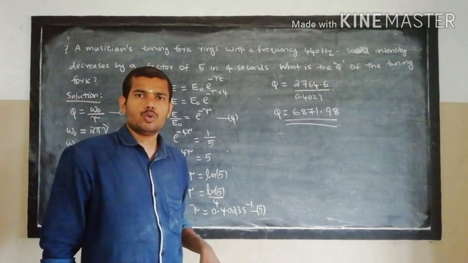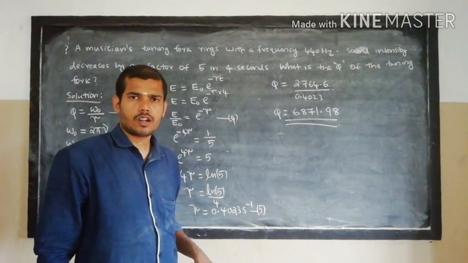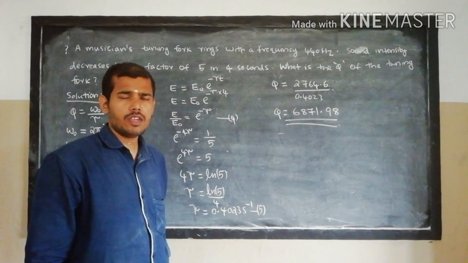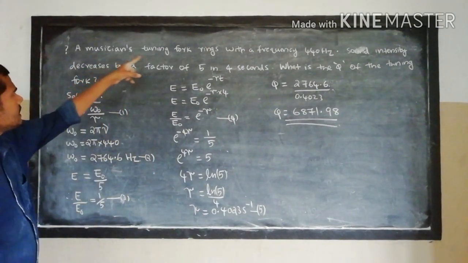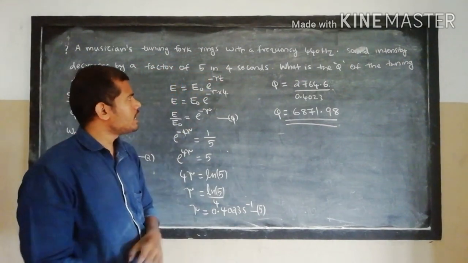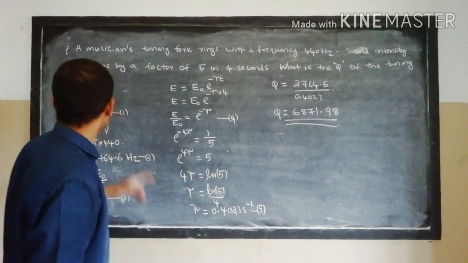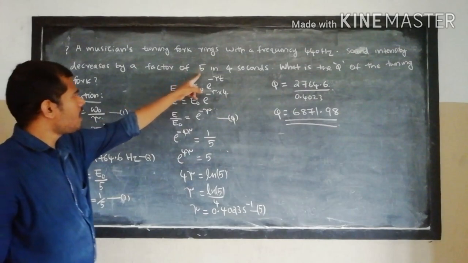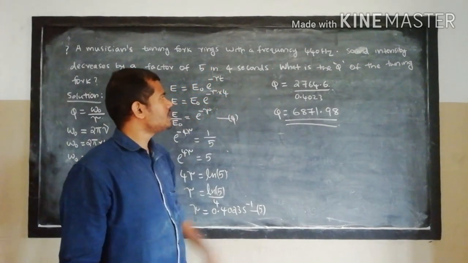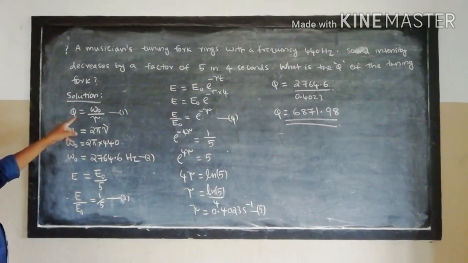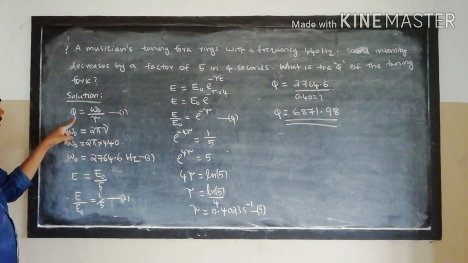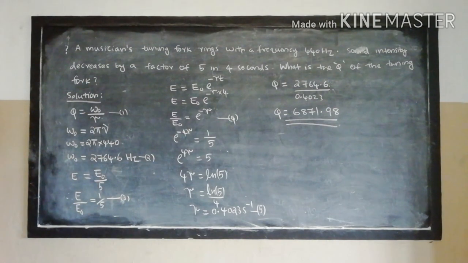Now we are going to work out a problem related to the quality factor of a damped harmonic oscillator. The problem: a musician's tuning fork rings with a frequency of 440 Hz. Sound intensity decreases by a factor of 5 in 4 seconds. What is the quality factor of the tuning fork? We know the expression for quality factor: Q is equal to omega 0 by gamma.